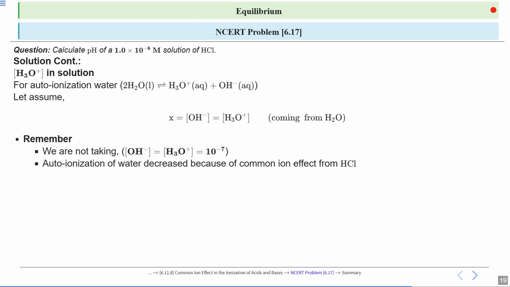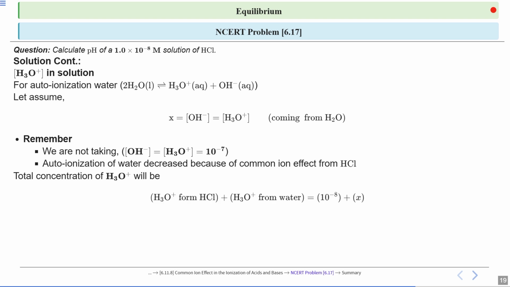But here is a problem for you. There is also a decline in this autoionization due to the common ion which is coming from HCl. So now what will be the total concentration of H3O plus? It will be from HCl and water. From HCl it is sure that it will donate 10 to the power minus 8. Remember, the common ion effect can only suppress the concentration for weak acids and not for strong ones. So it will be 10 to the power minus 8, that is for sure. But let us suppose that from the H3O plus of water, the concentration is not 10 to the power minus 7, it is X. Right? So this is correct.